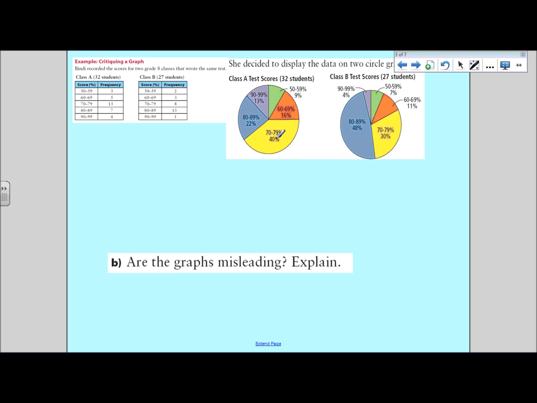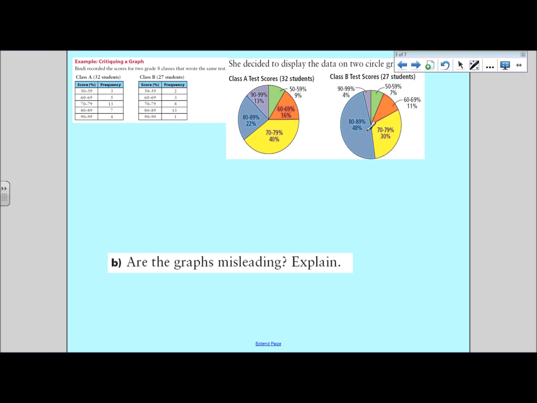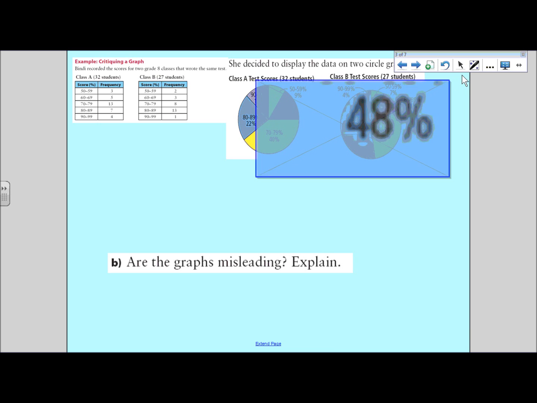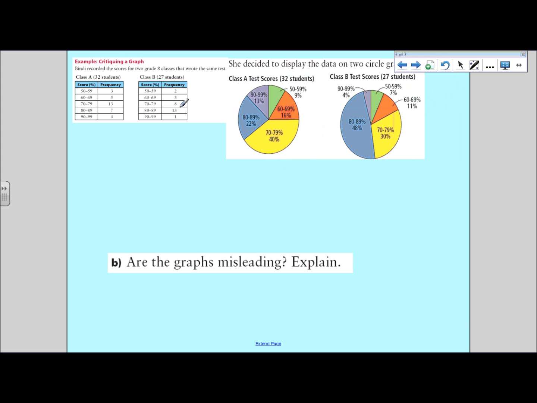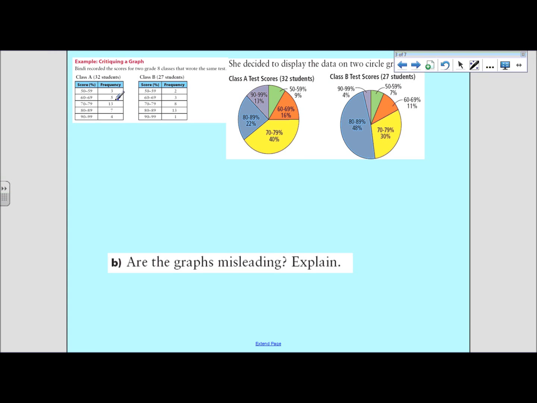The graphs can be misleading because they have different numbers. For example, this one says 40% over here, and then it has 48% over here, which are the same numbers. When you look at 13 here and 13 over here, 13 students both got the same mark, but on one graph it's 40%, and in the other graph it's 48%. So that could be a little bit misleading as well.